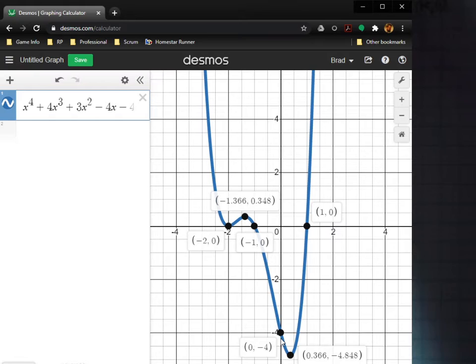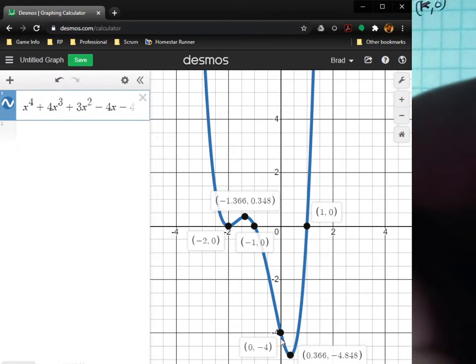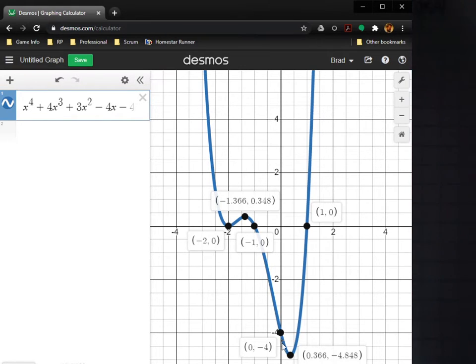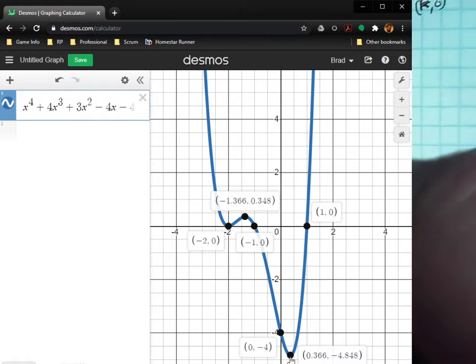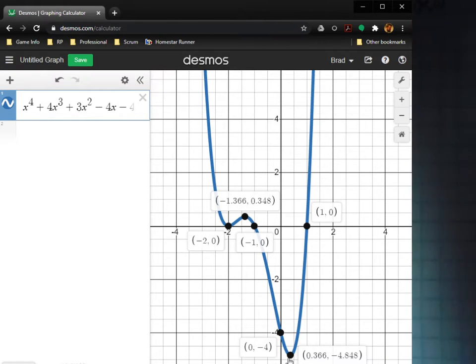My y-intercept, depending on the instructions, you may need to find the y-intercept as well as the x-intercepts. So the y-intercept here is (0, -4). But note, the minimum is below that. Like I said for the previous example, that can happen. So we have a minimum. That's a turning point. Note, the graph is going down here, and then it turns around and goes back up. So that's called a minimum.